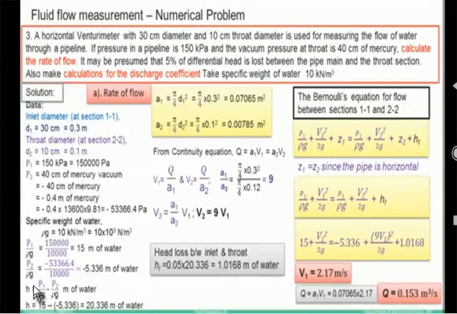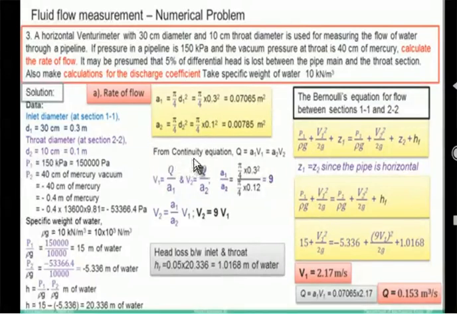Now we have to calculate the h, that is P1 by rho g minus P2 by rho g. Then it becomes 15 minus of minus 5.336, which is equal to 20.336 meter of water. This is the h. Now what we have to find out here is the rate of flow, that is nothing but Q. For that, A1 and A2 can be found by using D1 and D2. A1 is 0.07065 meter square, and A2 is 0.00785 meter square.